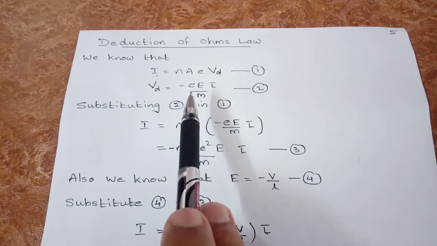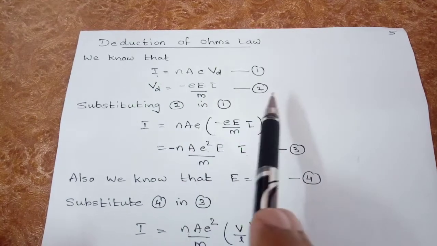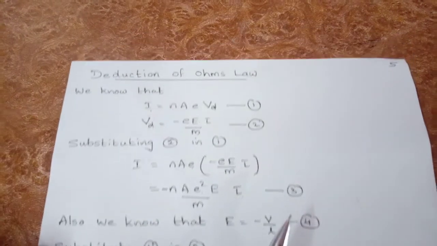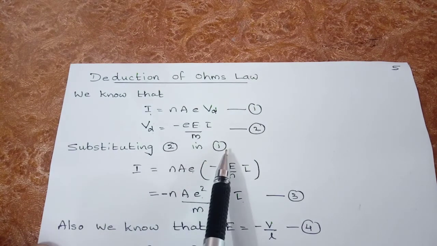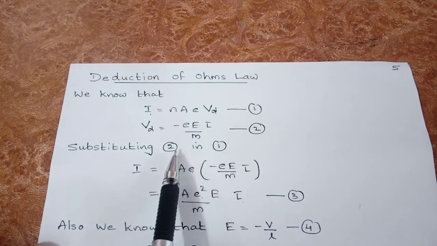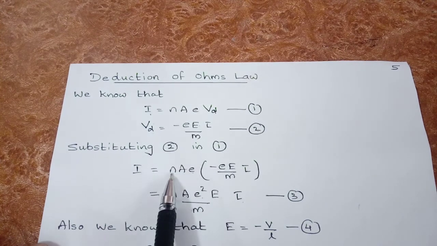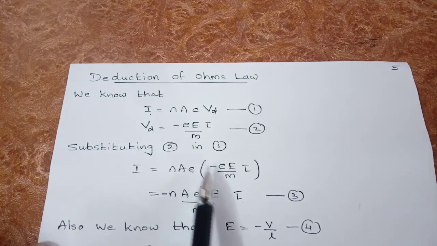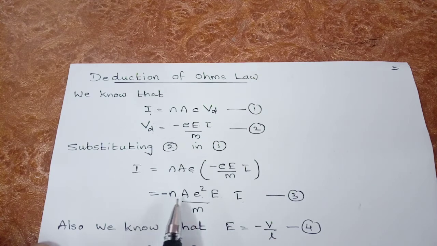Drift velocity Vd is equal to minus eE by m into tau, that I am going to take as equation number 2. Now what is the next step? I am going to substitute equation number 2 in equation number 1. When I substitute, I will get I is equal to nAe into minus eE by m into tau. So this can be written as minus of nAe square E by m into tau. Put as equation number 3.